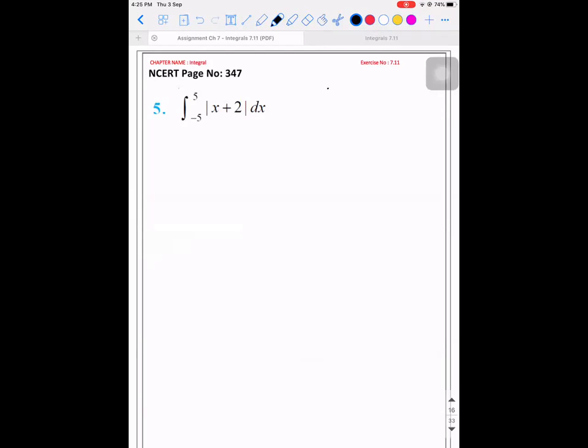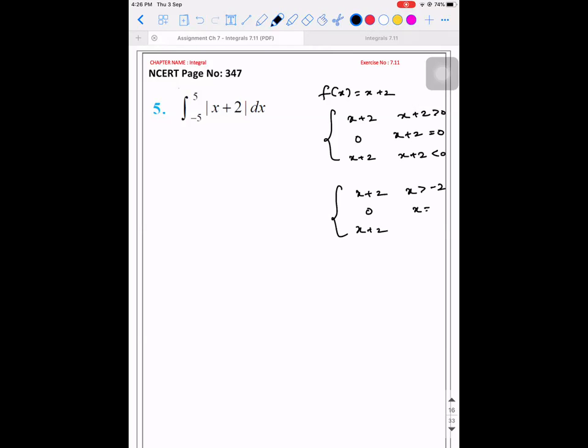So first split the function. What is the given function? f of x is equal to x plus 2. This is a very simple function. So you will write it as x plus 2 when x plus 2 is greater than 0, when the function itself is greater than 0. You will write it as 0 when x plus 2 is equal to 0. You will write it as x plus 2 when x plus 2 is less than 0. So you will write it as x plus 2, 0, x plus 2 when x is greater than minus 2, x is equal to minus 2, and x is less than minus 2.